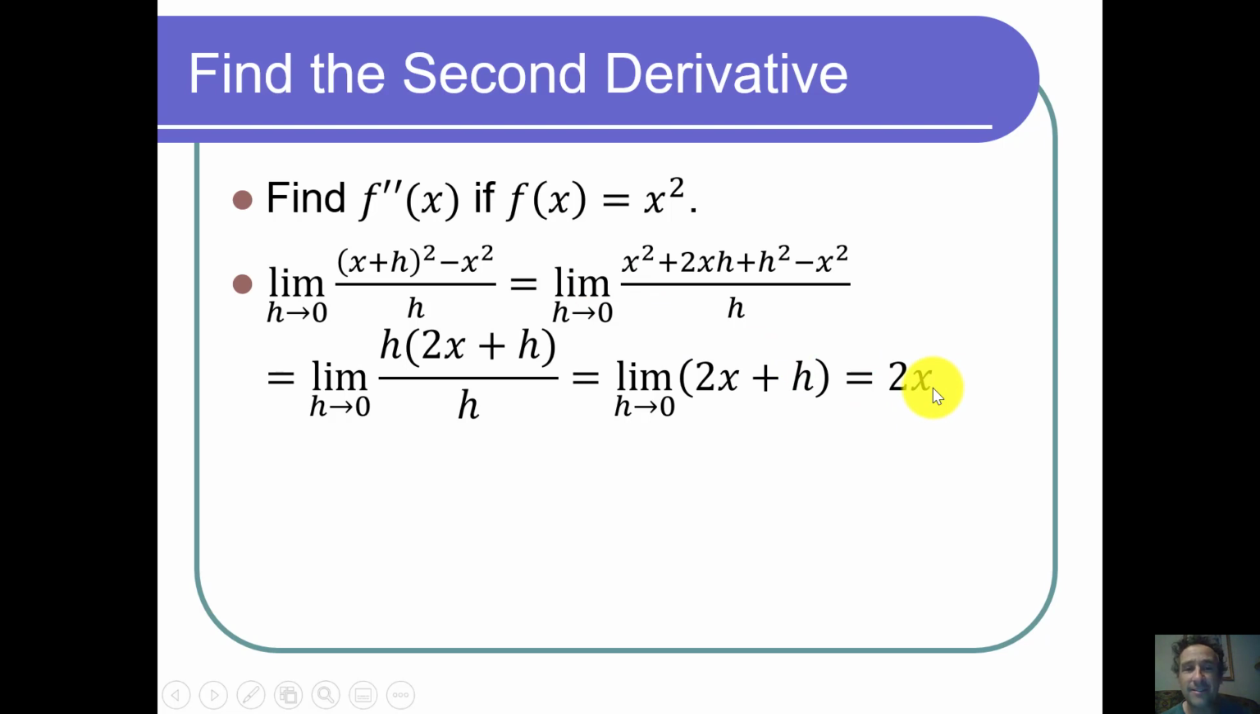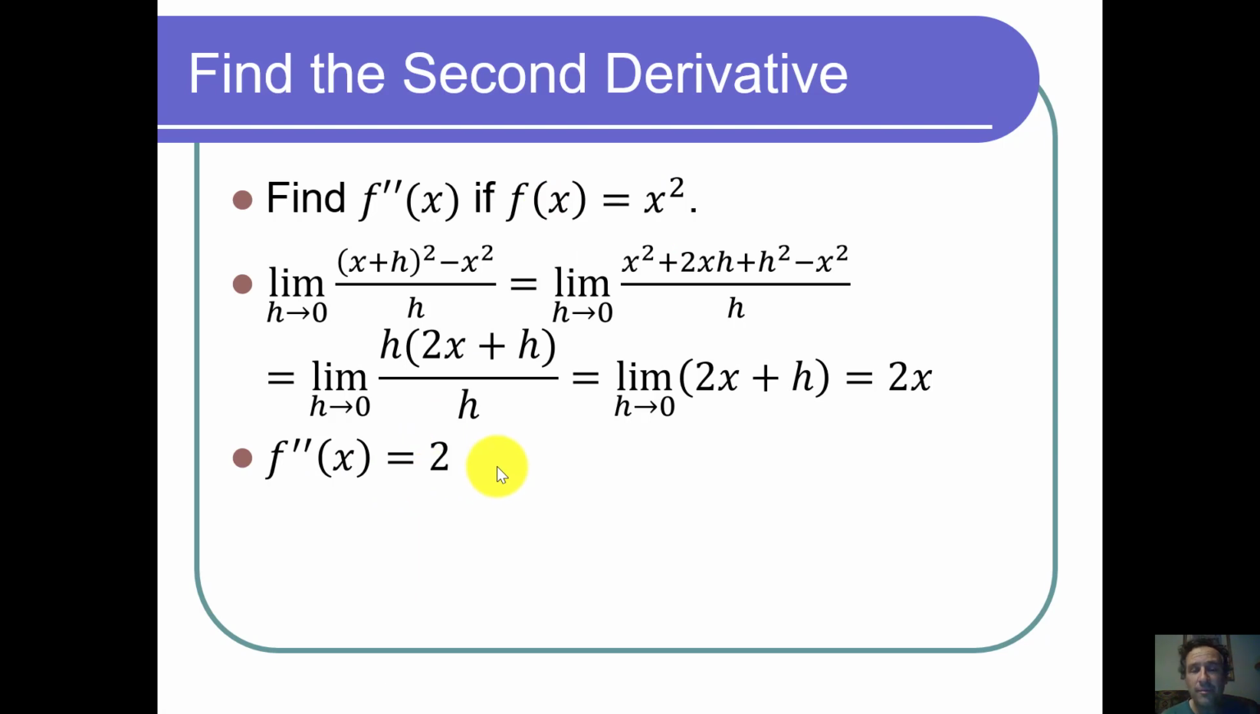Now I want the second derivative. So I have some choices. Well, one thing I have to do is find the derivative of 2x. One choice is I can always use the limit definition and find it. But I can do a little more ingenious way. And that is to just look at it and say, well, hey, y equals 2x is a line. A line with slope 2. And the derivative is a slope. So that means the derivative of 2x, and the derivative of the first derivative is a second derivative. So the derivative of 2x is just 2 because it's the slope of the line y equals 2x. So f double prime of x is 2. And that's all I have to do. So the second derivative of f of x equals x squared is equal to 2.